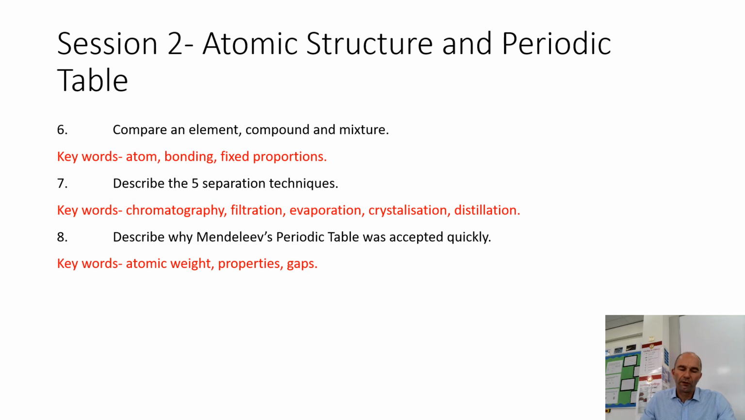Okay, so question 6, you're going to compare an element with a compound and a mixture. You're also going to give an example of each one. So your keywords here are atoms, bonding, fixed proportions.